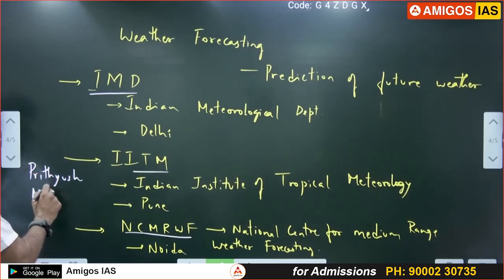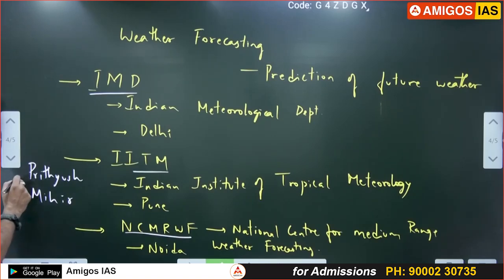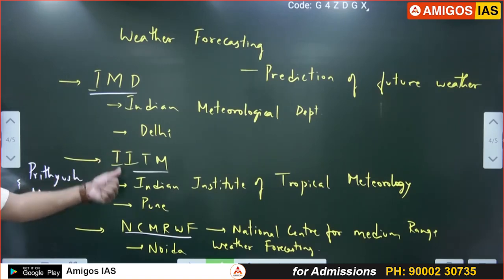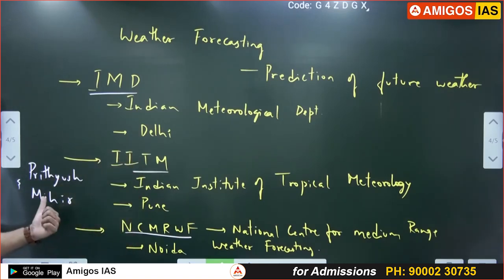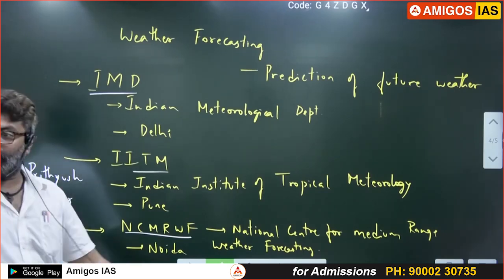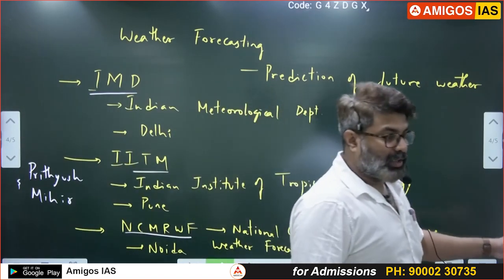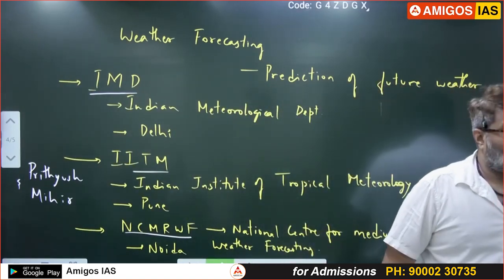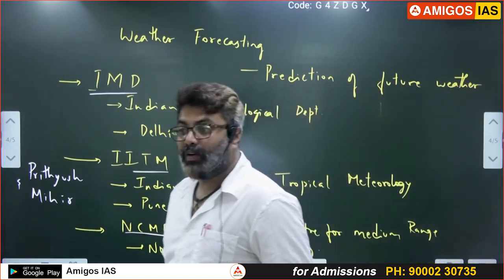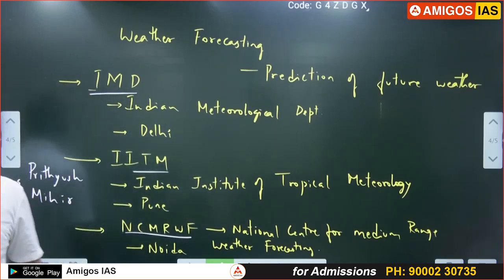Pratyush and Mihir are the two Indian supercomputers used by organizations to forecast weather. They'll ask, Pratyush and Mihir are which of the following? 1, 2, 3 or ABCD. Then you should know supercomputers. Supercomputers used for weather forecasting.